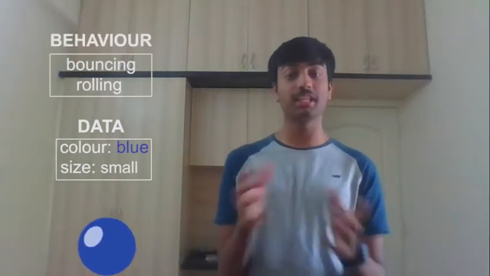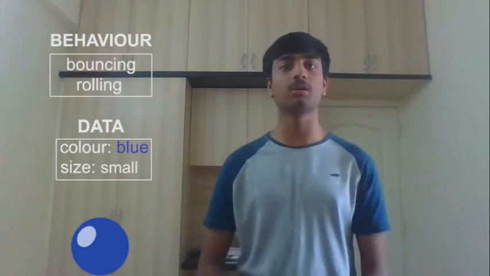Now let's look at the behavior of this ball, what this ball is capable of doing. This ball can bounce, right? Can bounce off of surfaces, and it can also roll on surfaces. Now bouncing and rolling are the behaviors that are associated with this ball object.